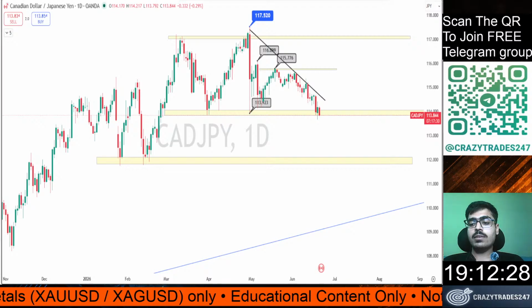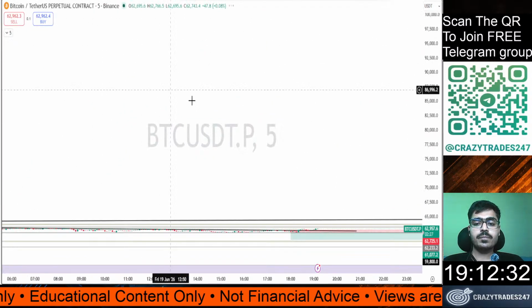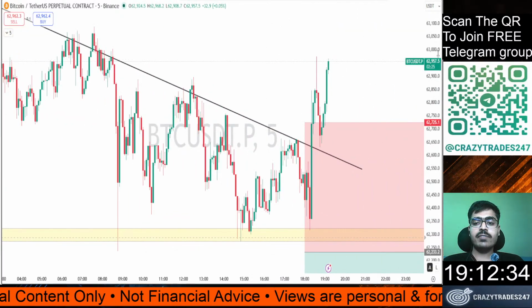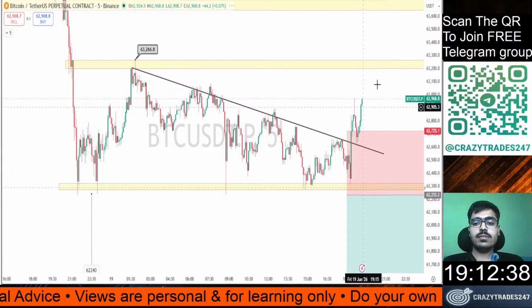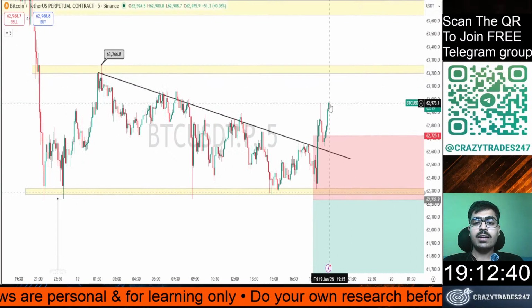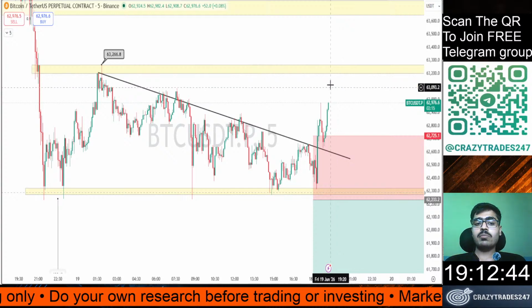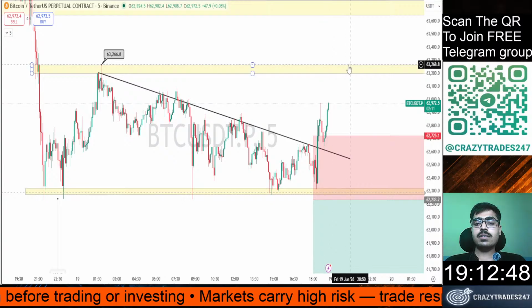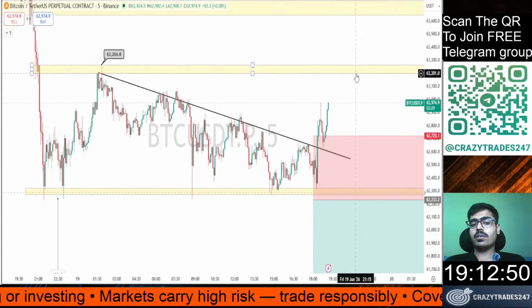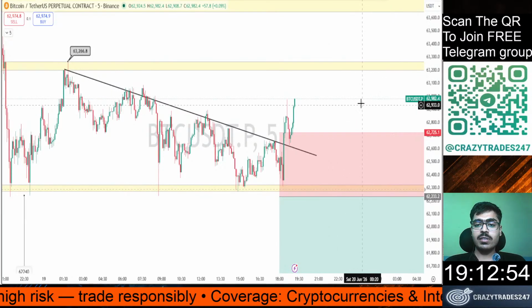Now let's look at what's happening in Bitcoin again. In 5-minute time frame, Bitcoin has taken a support and it has again given an up move. After this up move is completed, at this retrace resistance level, we would think of taking short entries if it shows some sign of weakness then.